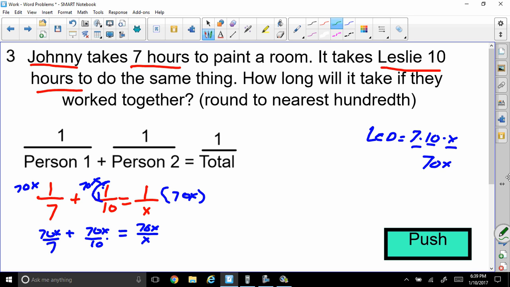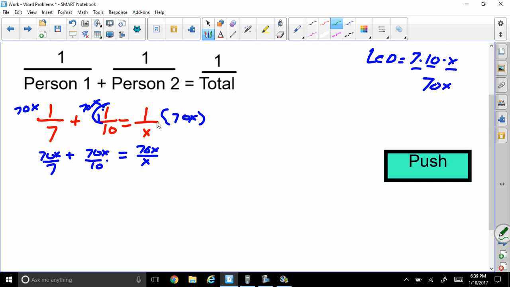So now we can simplify. We have 70 divided by 7. That'll give us 10, and don't forget the X. Plus 10 divided into 70. That'll give us 7. Don't forget the X. And here we have 70X divided by X, and the X's will cancel out right here, leaving us with just a 70. So we have to combine these like terms. That'll give us 17X, and that equals 70.